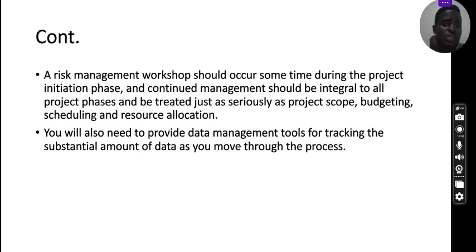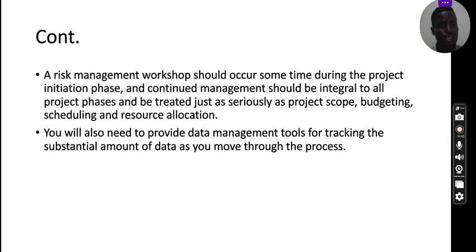And we are saying that a risk management workshop should occur sometime during the project initiation phase. And continued management should be integral to all project phases and be treated just as seriously as project scope, budgeting, scheduling, and resource allocation. As I said, it should be part of the project management process. Risk management. You should know that this is also part of my project. Risks will occur, but I will have to deal with them. I will have to meet them, to face them and then overcome them.